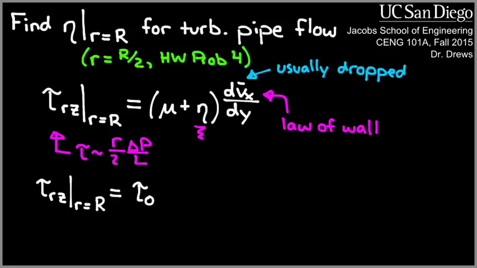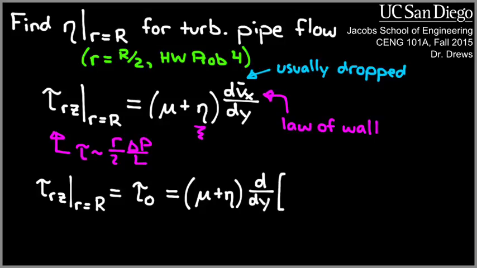In your homework problem, what you're going to find is that this will actually have to be equal to that r over 2 here. You'll have to use this in your homework problem. That still holds here, but it just so happens that tau rz evaluated at the wall is tau naught, so I can save myself a little bit of math if I leave it as tau naught. And so that is going to be equal to the right-hand side of our equation, which is mu plus eta times d dy, and so I need an expression here.